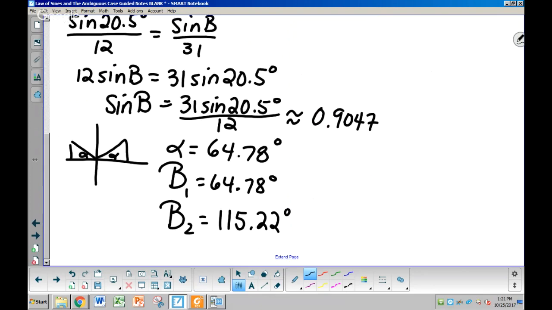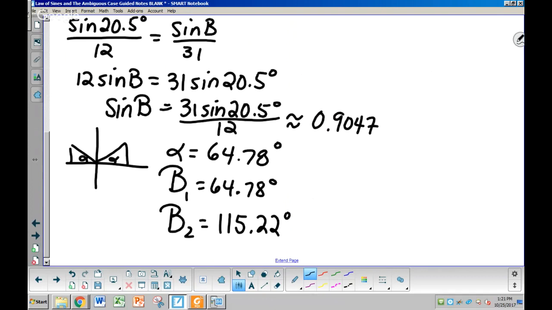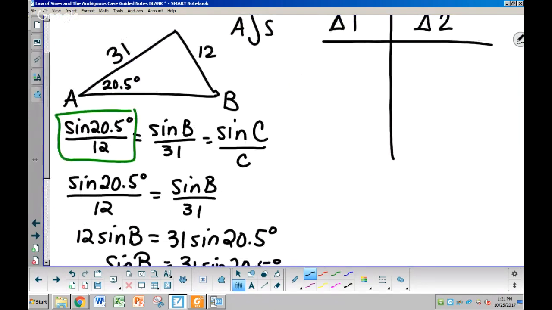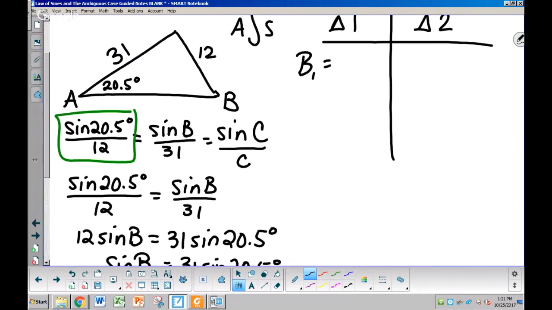Okay, so what are we going to do with these two numbers? We're going to take them and we're going to put them in our little chart. So B1 is going to be 64.78. And then you said B2 was 115.22. Now, what is C1 going to be? That's going to be the angle that goes with 20.5 and 64.78.